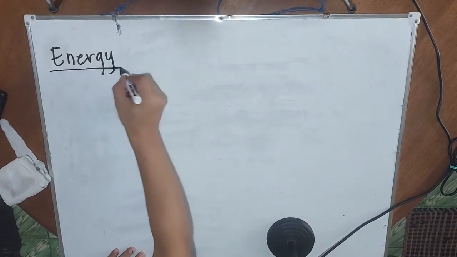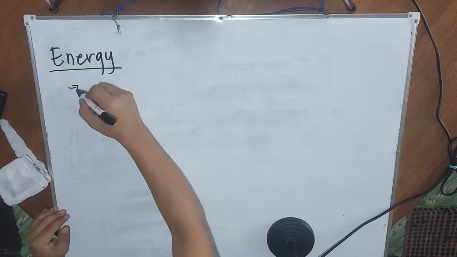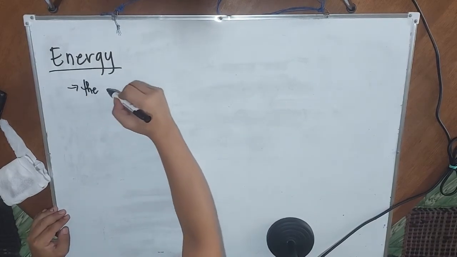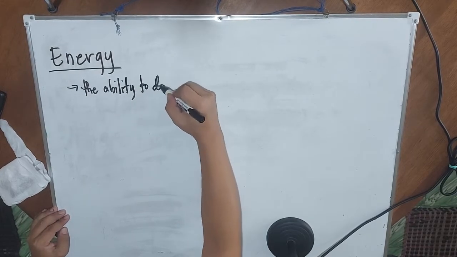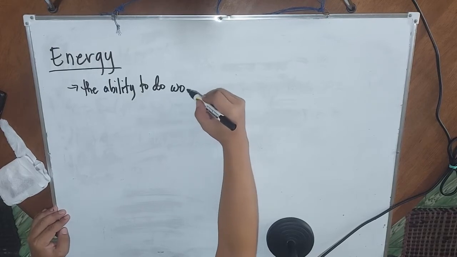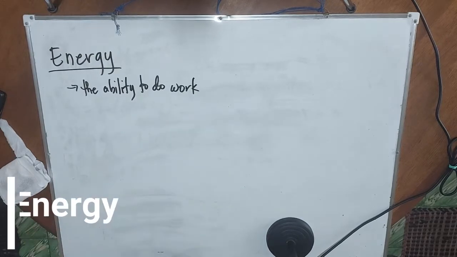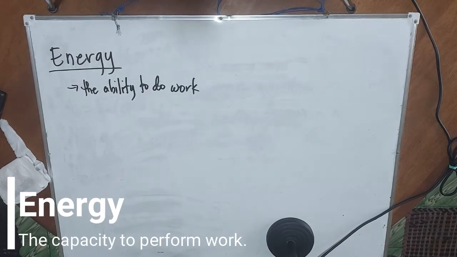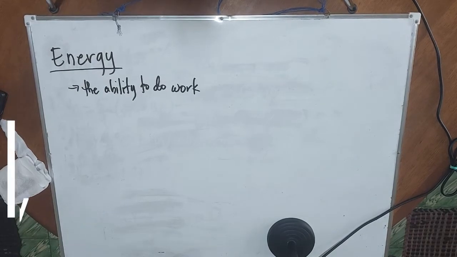Now, sa physics, ano ba ang tinatawag na energy? When we say energy, it is the ability to do work. Okay? So energy is the ability to do work. Yung energy na tinatawag, this is the property that is transferred to an object in order for it to do work. So transferable ang tinatawag na energy.